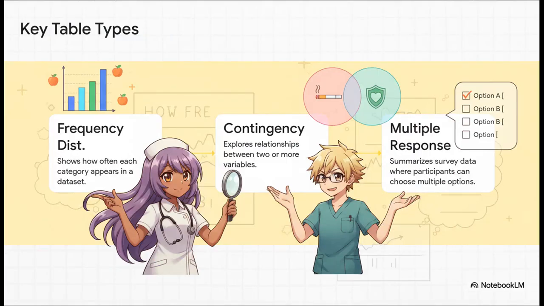And you got to remember, not all tables are created equal. You have to pick the right format for your data. So a frequency distribution table, that's your go-to for showing how many of something you have. Super simple. Then you have a contingency table. This one's a bit more advanced. It's what you use to see if two things are actually related, like say smoking status and a specific health outcome. And you know those select all that apply survey questions? The multiple response table is your best friend for making sense of that data.